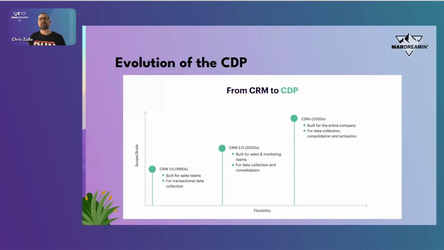So, the evolution of the CDP, which, like I said, Salesforce Data Cloud happens to fall into. We have three main eras here. You have CRM 1.0, which was primarily for sales. Then, as we progressed forward a decade or so, it expanded to incorporate more aspects, like marketing and service in addition to sales. And where we are right now, it is more for the entire organization, not just marketers, which CDPs have traditionally been known for.